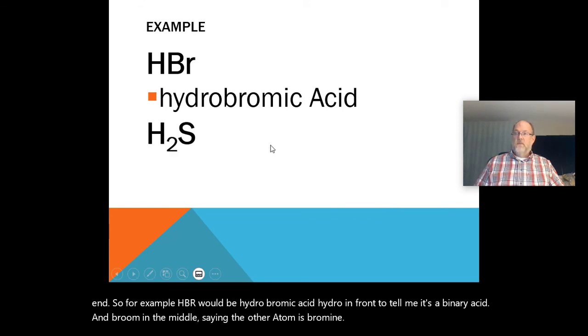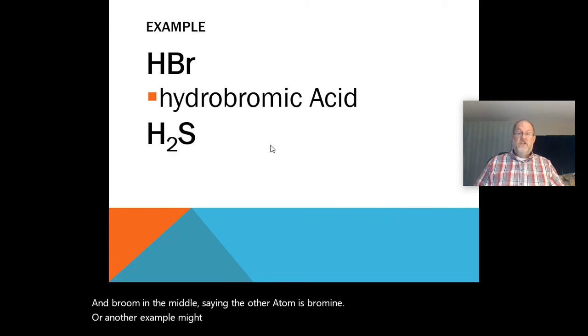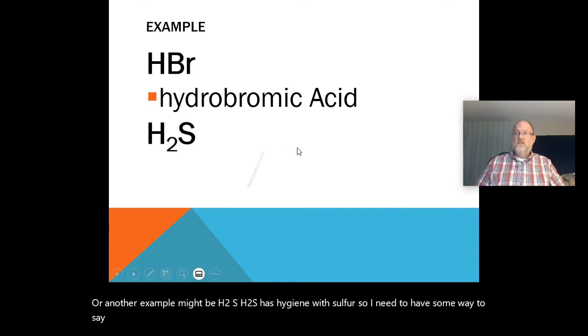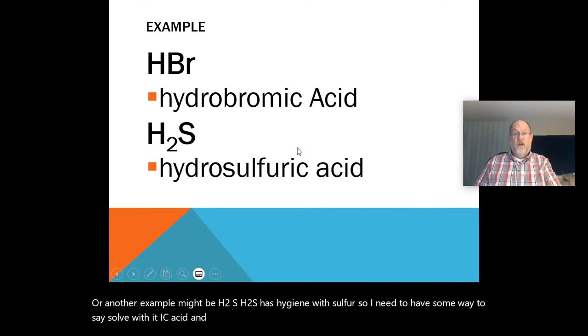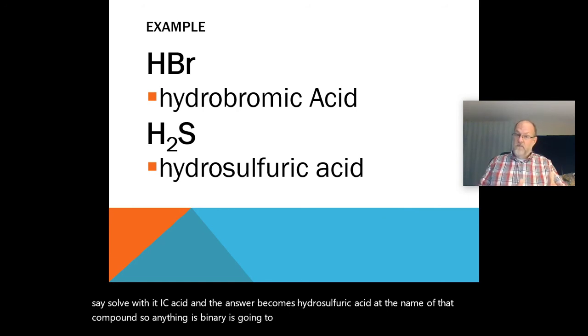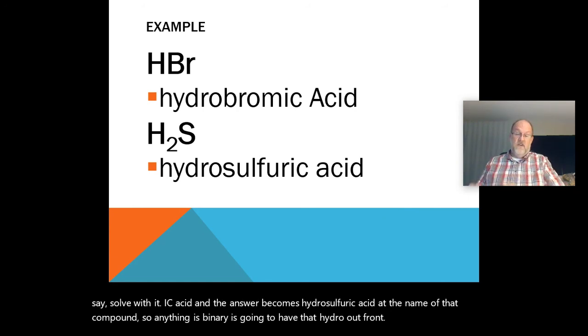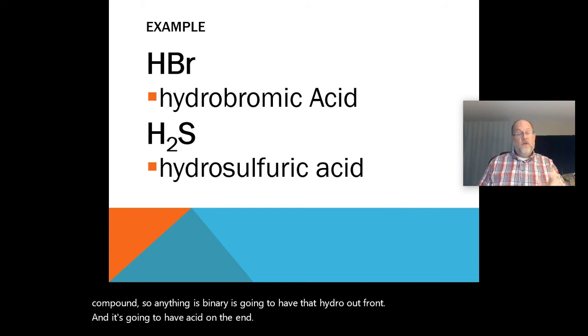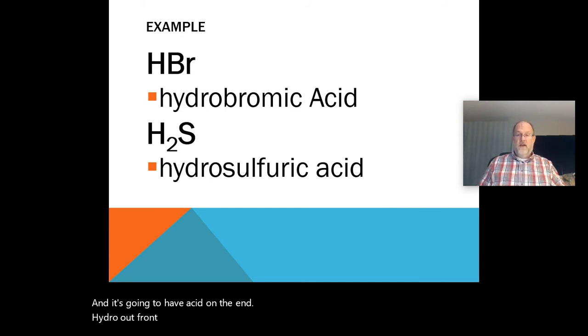Another example might be H2S. H2S has hydrogen with sulfur. So I need some way to say sulf with an ic acid on the end. So it becomes hydrosulfuric acid. That's the name of that compound. Anything that's binary is going to have that hydro out front and ic acid on the end. Hydro out front is only used for binary acids.